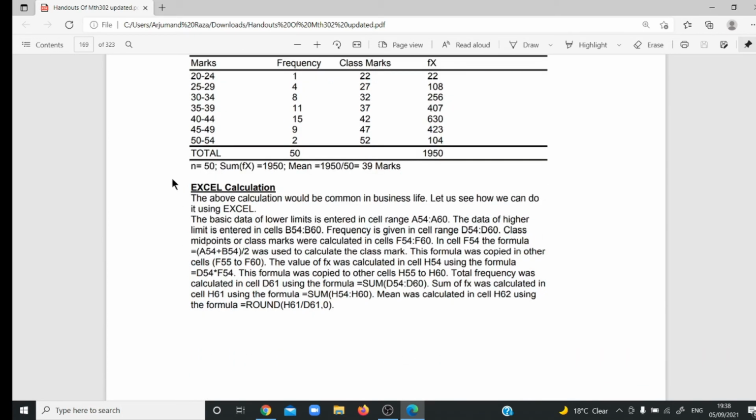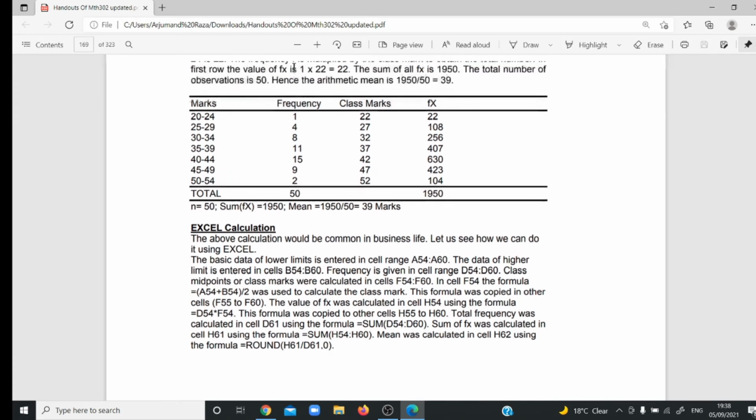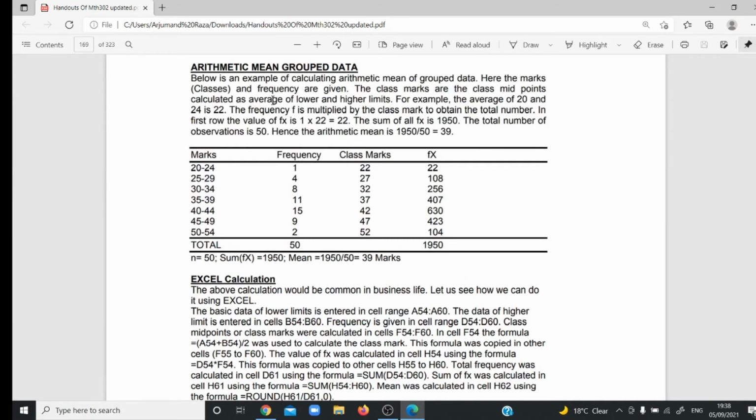Okay, sum fx: sum means the total of frequency times x, and x is the class marks. So while we are doing this, the arithmetic mean of group data, we call it x bar.